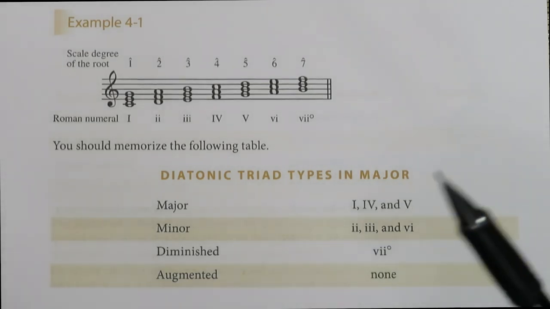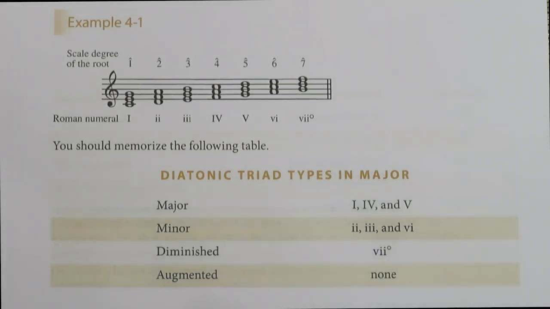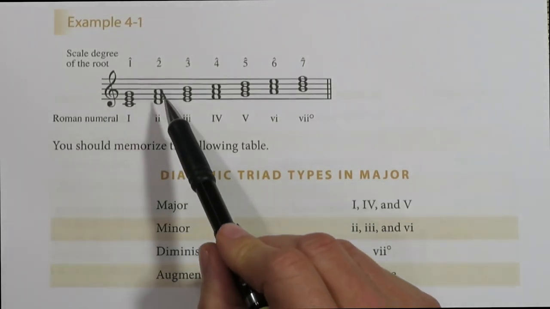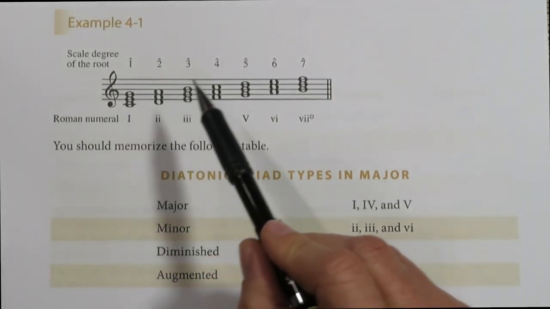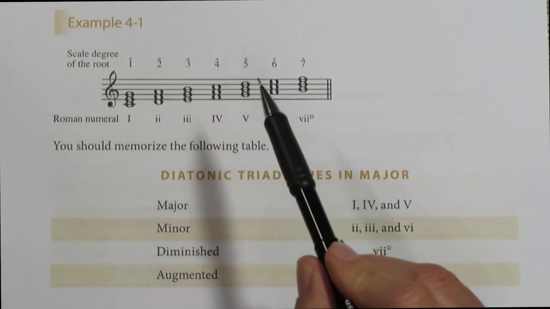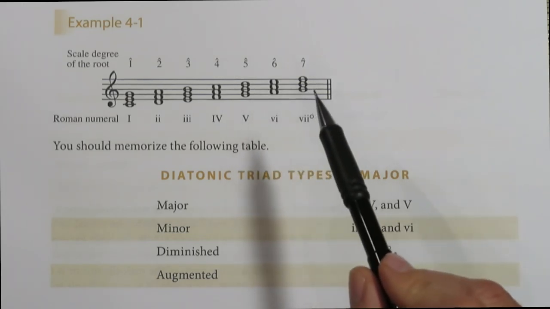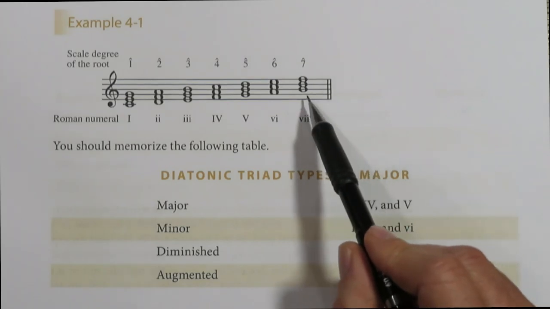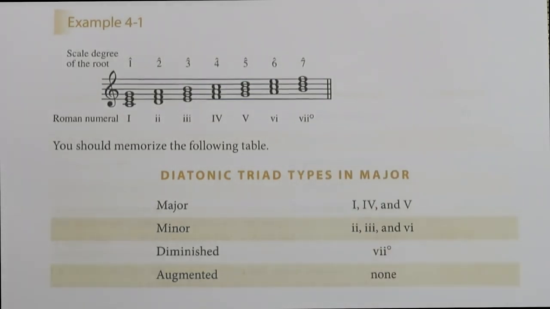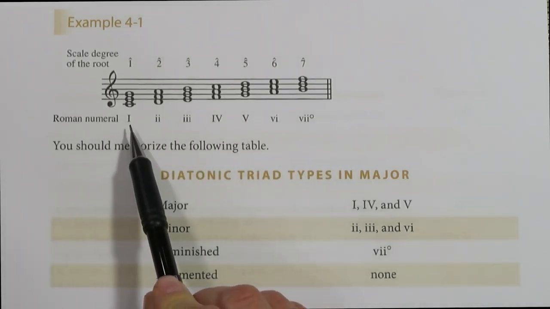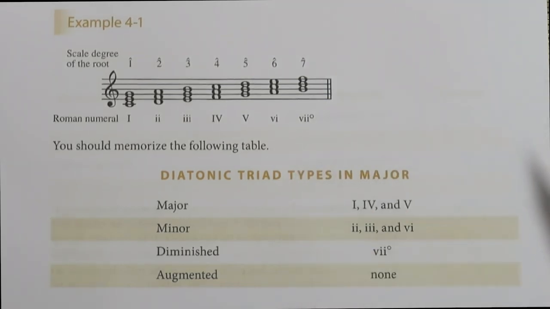So it might be good to review the scale degree names. Remember, 1 is the tonic, 2 supertonic, 3 is the mediant, 4 is the subdominant, 5 is the dominant, 6 is the submediant, and 7 is the leading tone. Okay, so our Roman numerals just go 1 through 7 as well.